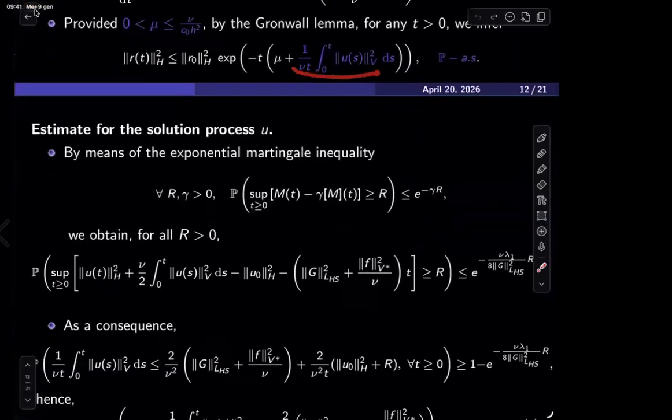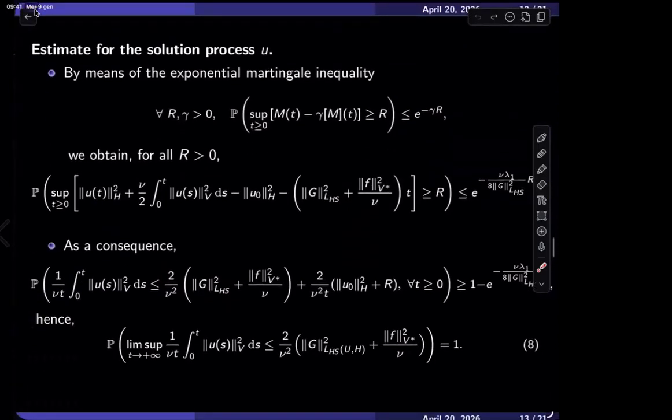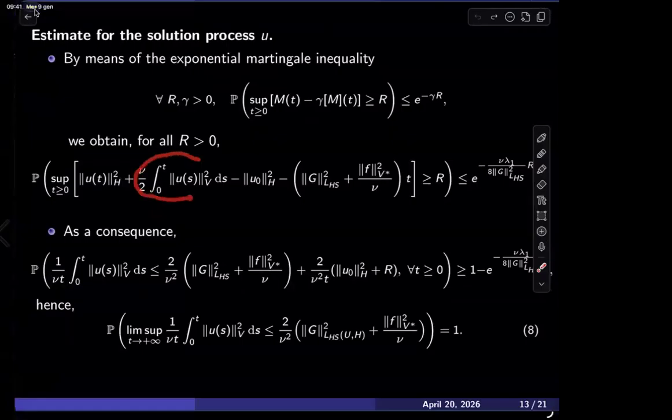So the idea is to estimate this term here, and you can do that by exploiting the exponential martingale inequality. Using this tool, which is quite classical, you can obtain an estimate for the sup in time of the relevant norms of your equation. I will skip all the computation, but at the end you obtain an estimate of this type. It's an estimate in terms of a parameter R, and what you really need is to control this term here.